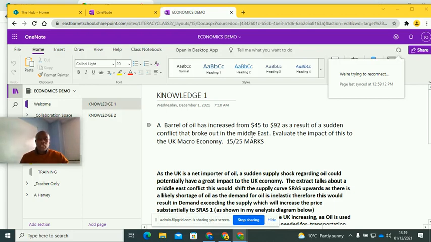A barrel of oil has increased from $45 to $92 as a result of a sudden conflict that broke out in the Middle East. Evaluate the impact of this to the UK economy. So how do you start this essay? You start the essay with knowledge, okay? There's no specific clear definition here.